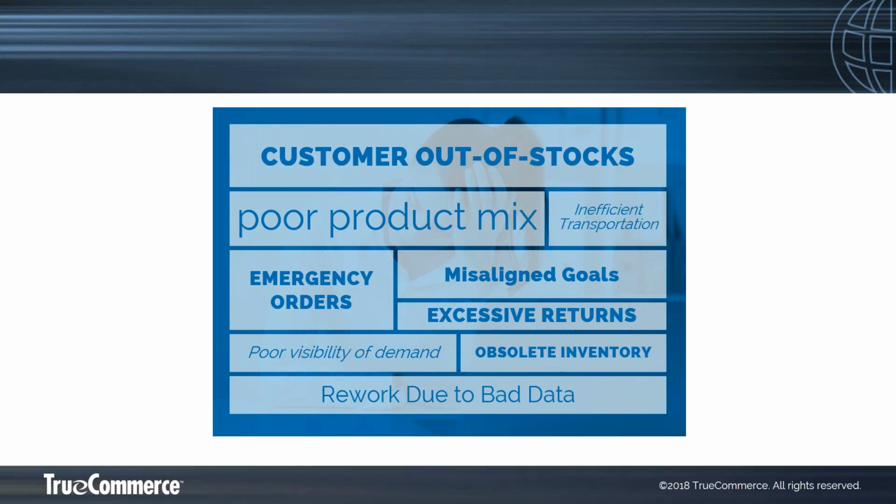Emergency orders. I don't get much visibility. I don't know what is happening currently on my partner's side, and therefore I need to place very last short notice orders. Misaligned goals. You want to drive your strategy together with your partners. When these are trusted strategic partners, you want to make sure that you follow the same approach. Excessive returns, in general, poor visibility of demand, obsolete inventory, where there is a difficulty in phasing in and out the new and the old products, and additional admin work and dull work due to bad data and old data involved in the process.